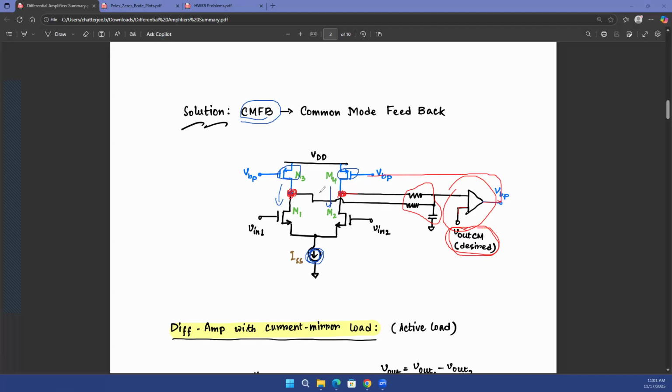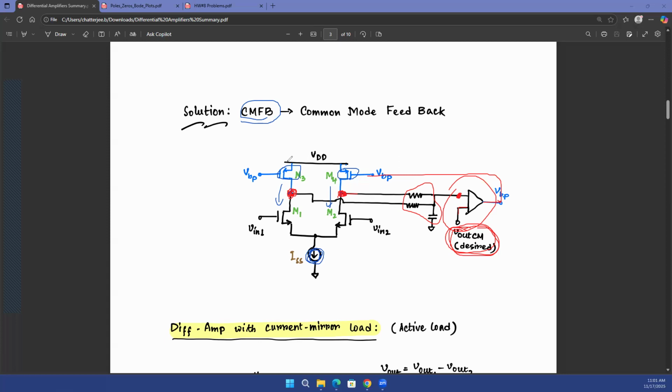So even if there is a small amount of shift in the DC voltages at these two output terminals, the op-amp will try to make sure, since the op-amp has an infinite gain, that the difference at its input is very close to zero. So if you have a desired Vout CM, that same Vout CM will eventually, through this feedback loop, because the negative feedback will ensure that at the other terminal of the op-amp as well, you will have the same Vout CM voltage, which means that the drain voltages of the M3 and M4 transistors will be fixed.